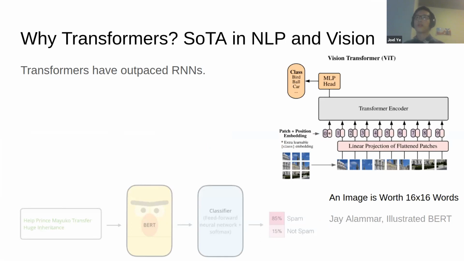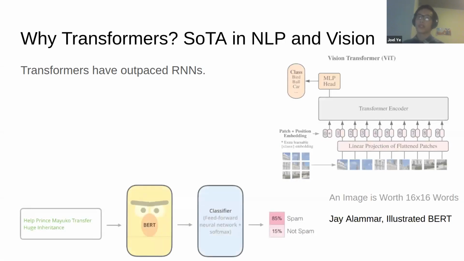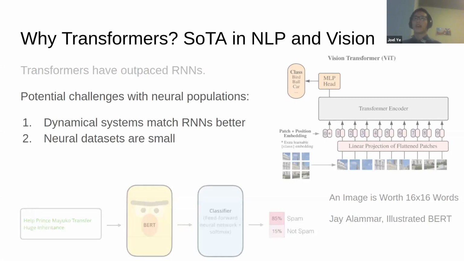And we care about transformers for more than just this speedup, because transformers have outpaced recurrent neural networks in modeling representations in both natural language processing and vision domains. So on the right-hand side, you can see that a transformer can split up different patches of an image, feed them into the same type of architecture we just discussed, and train the output representations to do object detection or classification. And similarly, in natural language processing, we can learn representations of words that can be fed into a spam classifier. But we face two potential challenges when transferring or translating to the neural domain.